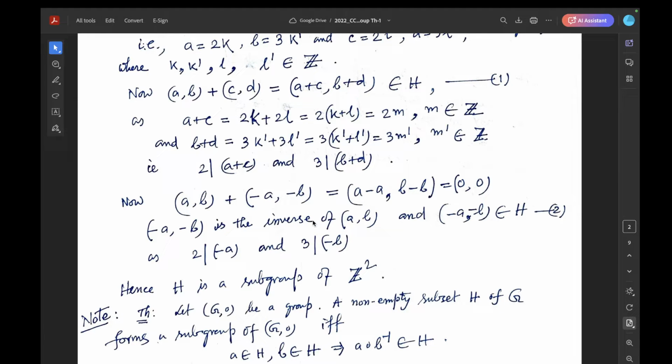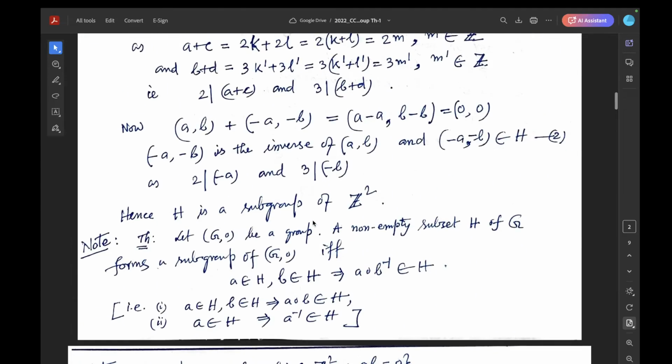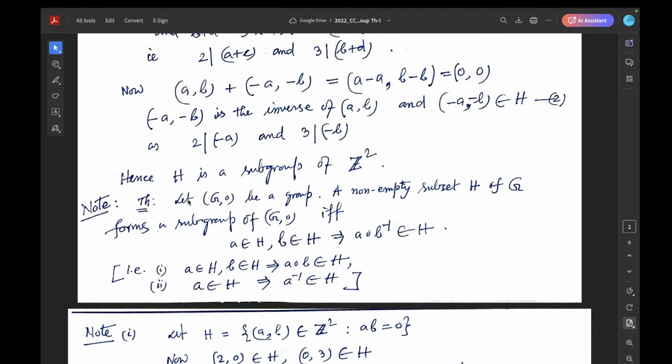So H is a subgroup of Z2. This theorem: let G naught be a group and a non-empty subset H of G forms a subgroup of G naught if and only if a belongs to H, b belongs to H implies a naught b inverse belongs to H. Alternatively, we can write a belongs to H, b belongs to H implies a naught b belongs to H, which is the closure property, and a belongs to H implies a inverse belongs to H, which is the inverse property. Combinedly, we can write this.